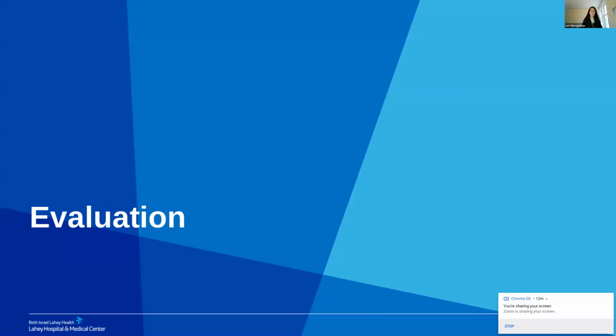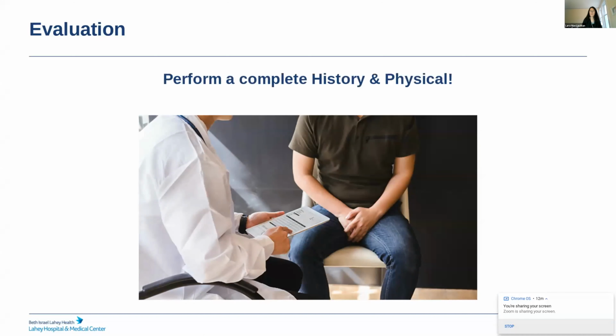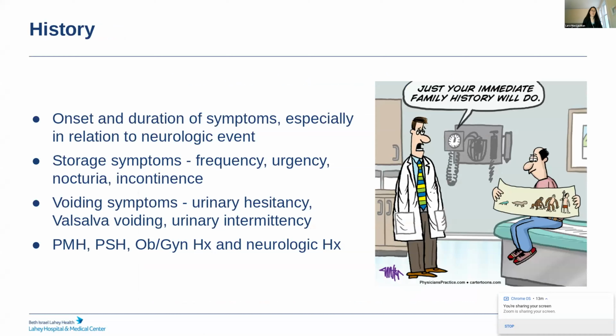So now that that's a pretty quick overview of the normal physiology of the lower urinary tract, if you actually saw a patient come into your clinic with voiding dysfunction or voiding complaints and a neurologic condition, how would you evaluate them? And so for the residents out there, always remember when you're evaluating a patient, especially for the oral boards, you want to perform a complete history and physical first.